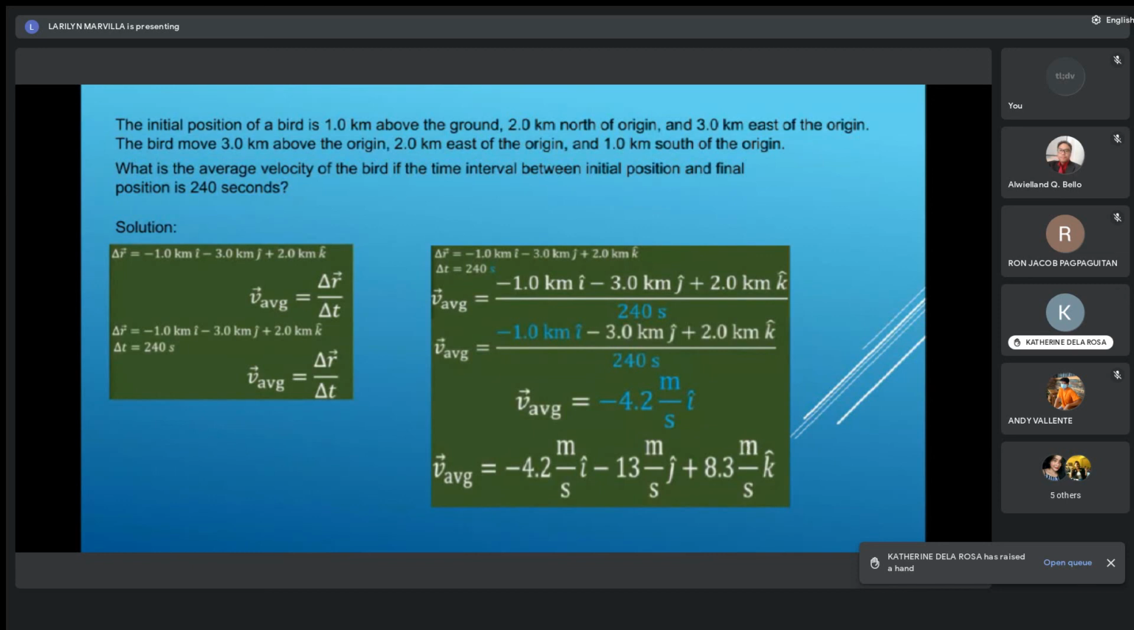Next natong i-solve is average velocity of the object, of the time interval between initial position and final position.